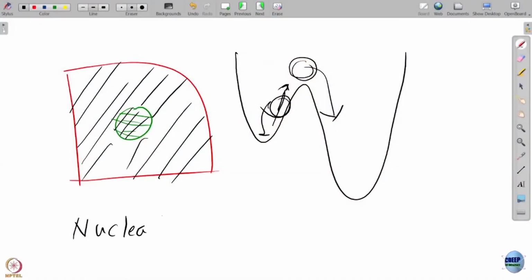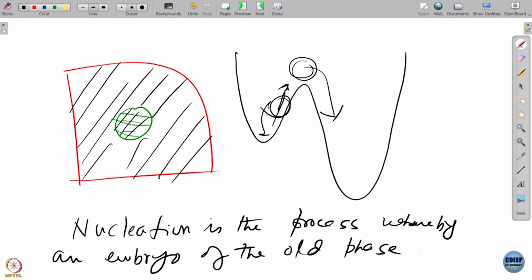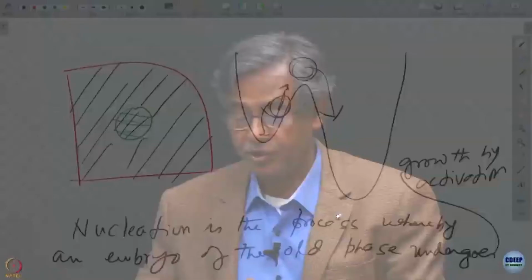So nucleation is the process, let me write down, whereby an embryo of the new phase undergoes growth by activation, and this is spontaneous. It has an activation energy, and we will now calculate the activation energy. So this is nucleation.